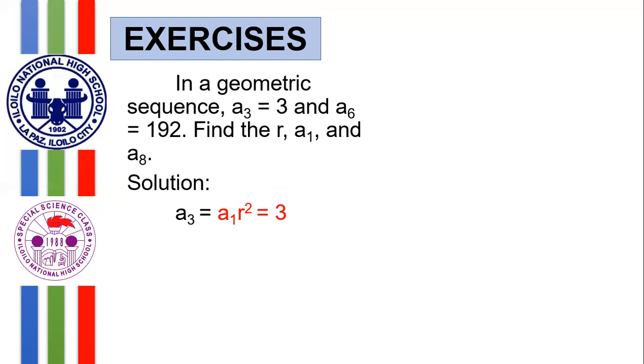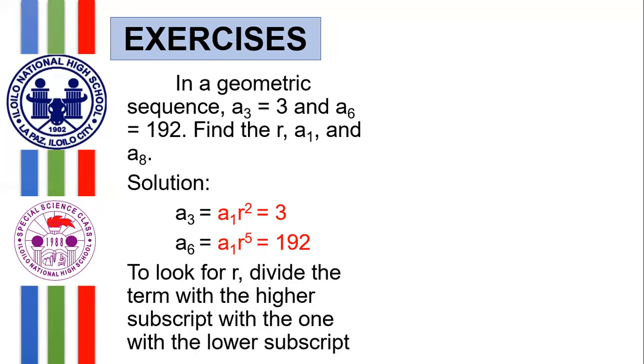For the second given, which is a sub 6, you could also see from here that your n is 6, so replacing all n's by 6, you have a sub 6 equals a sub 1 r to the 6 minus 1, or r to the 5th, equals its value, which is 192. And what do we do next?